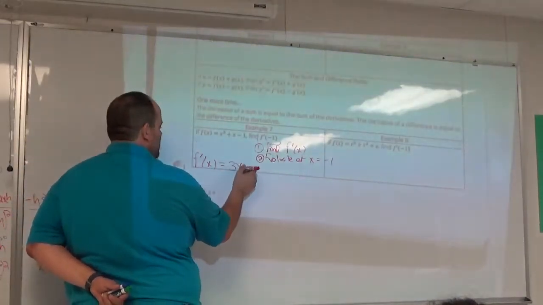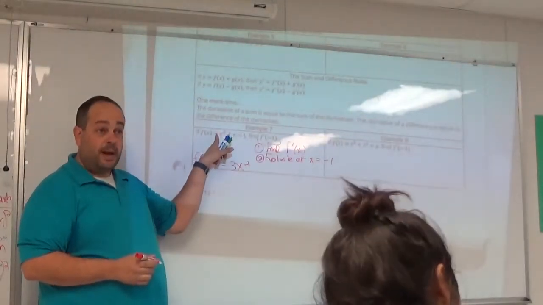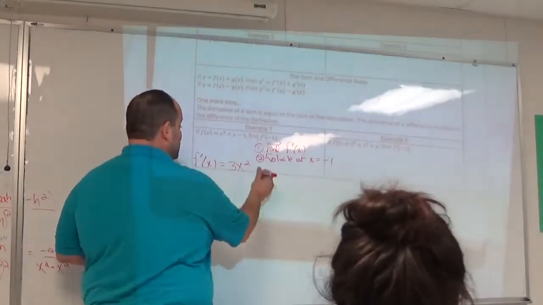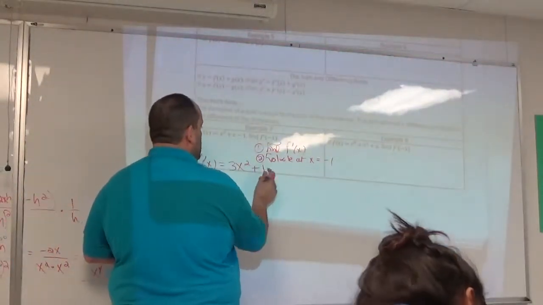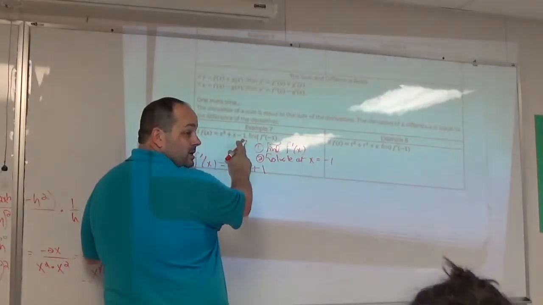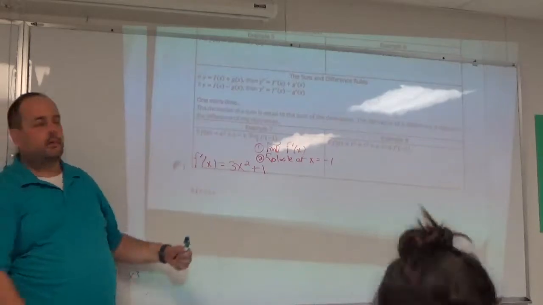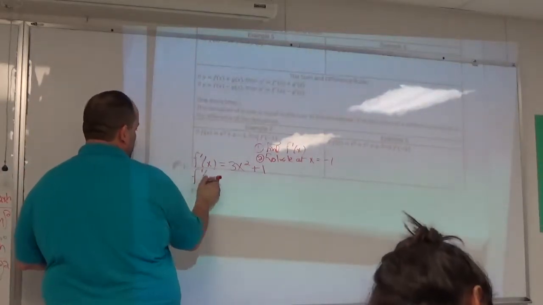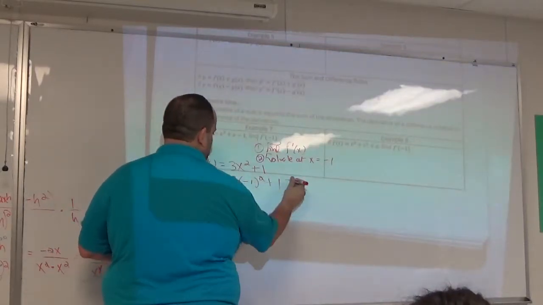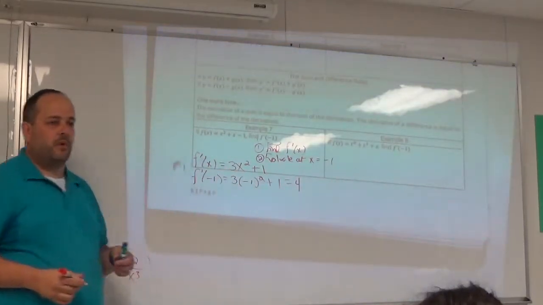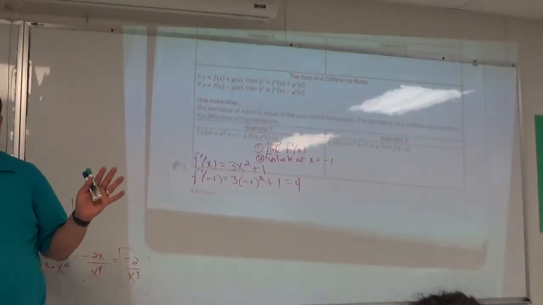3x squared plus 1, right? Because the derivative of x cubed, bring the power down and reduce the power by 1. Plus the derivative of x, which is 1, minus the derivative of 1, which is 0. Guess what? That's f prime of x. Now get f prime of negative 1. 3 times negative 1 squared plus 1 should be 4. Done. Easy peasy lemon squeezy.